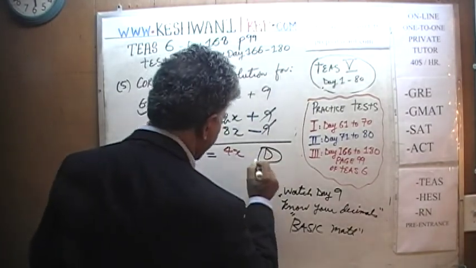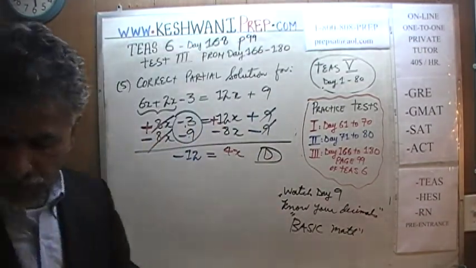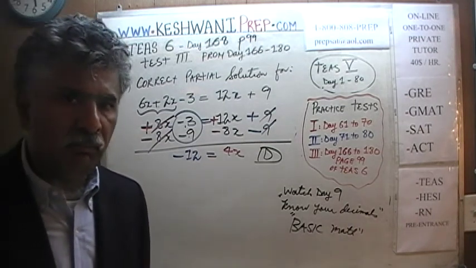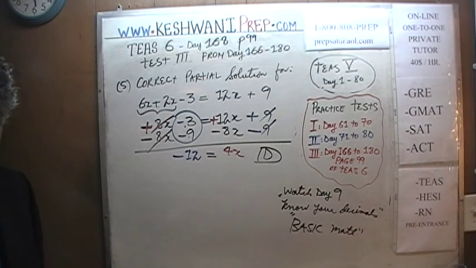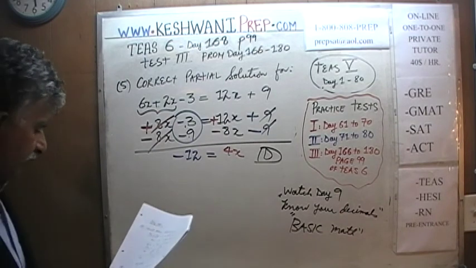They're not asking us to solve the actual thing, they're just looking for partially correct steps, and these are the correct steps here. Do you understand? Let's do the next one, number 6.